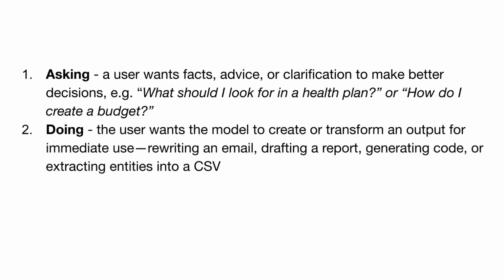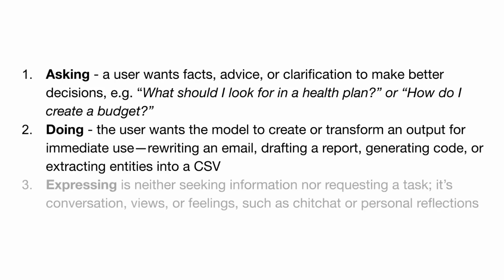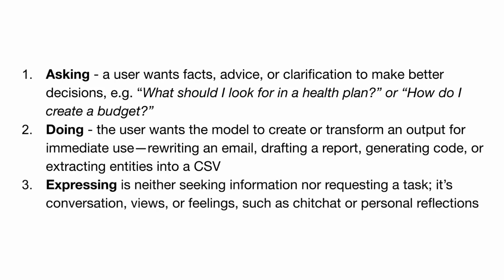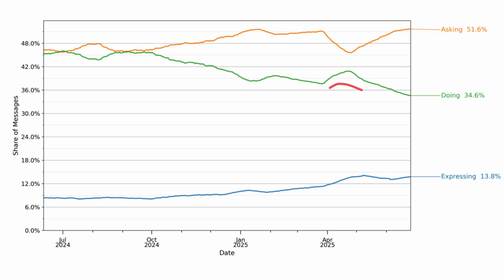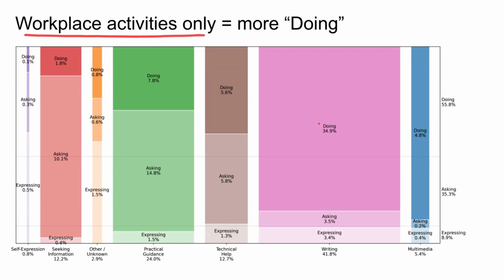Doing is when the user wants the model to create or transform output for immediate use, so things like rewriting an email, drafting a report, generating code, or extracting information into a CSV. And expressing is neither seeking information nor requesting a task. It's a conversation, views, or feelings, such as chit-chat or personal reflections. In the data, 49% of the messages are asking, 40% are doing, and 11% are expressing. As you can see from this chart, the number of chats which are doing is actually declining. But when we look exclusively at work-related tasks, doing is more prevalent, with 56%, and nearly three-quarters of those messages are writing tasks, highlighting ChatGPT's value in producing usable artifacts at work.